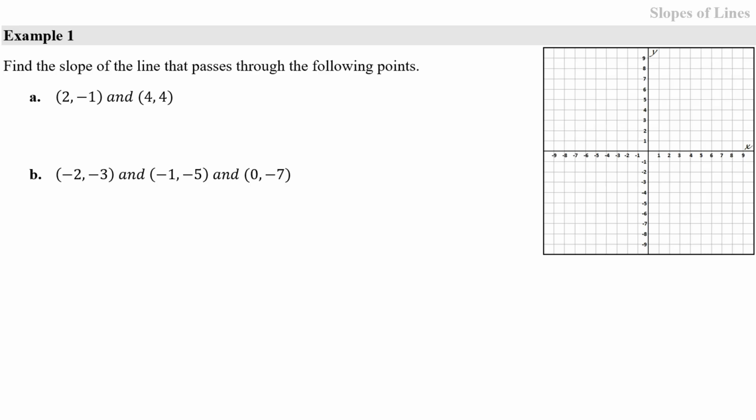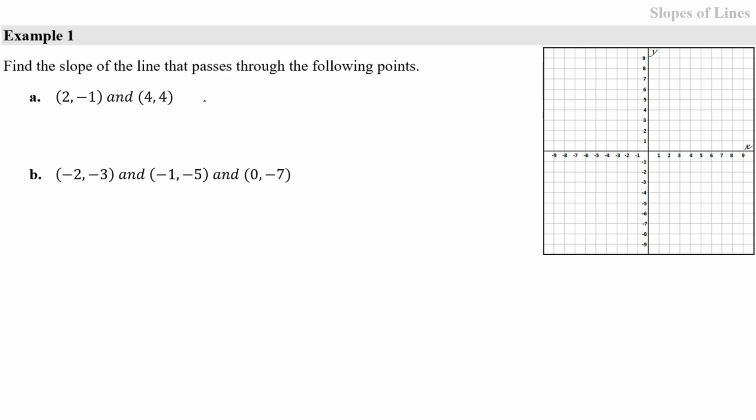So let's do an example. It says find the slope of the line that passes through the following points. I'm going to do it two ways. I'm going to do it with the actual formula, and then I'll do it using the graph. Now once again, if you're given points like this, then you have to use the formula, and if you're given the graph, then it's a lot easier to graph the points on a graph.